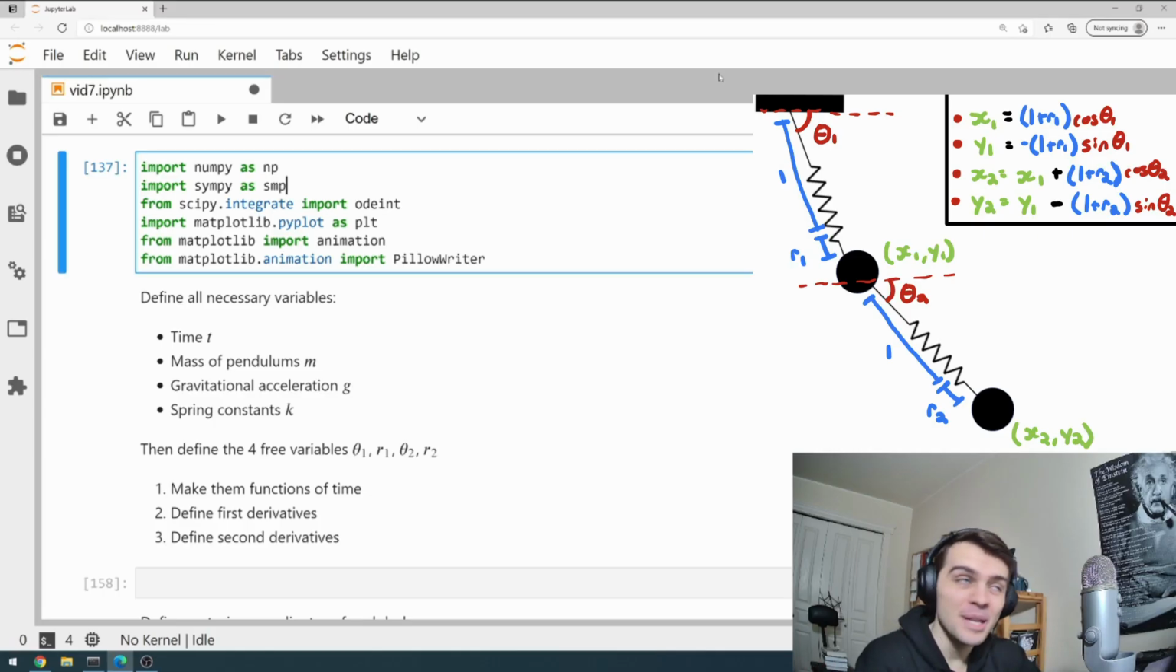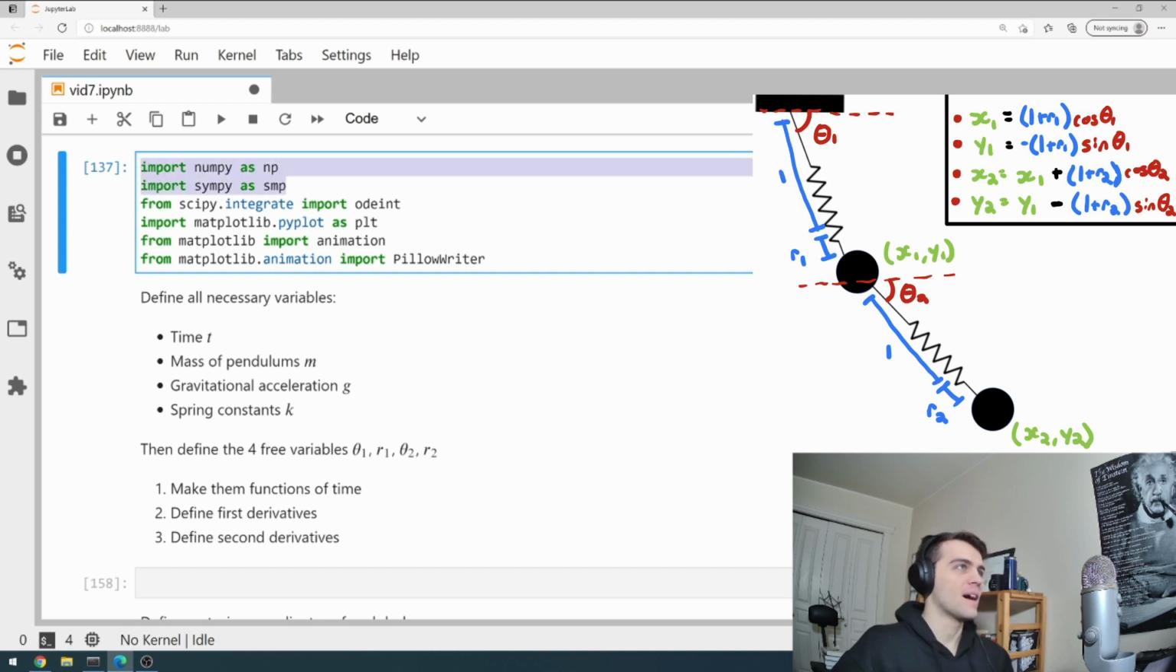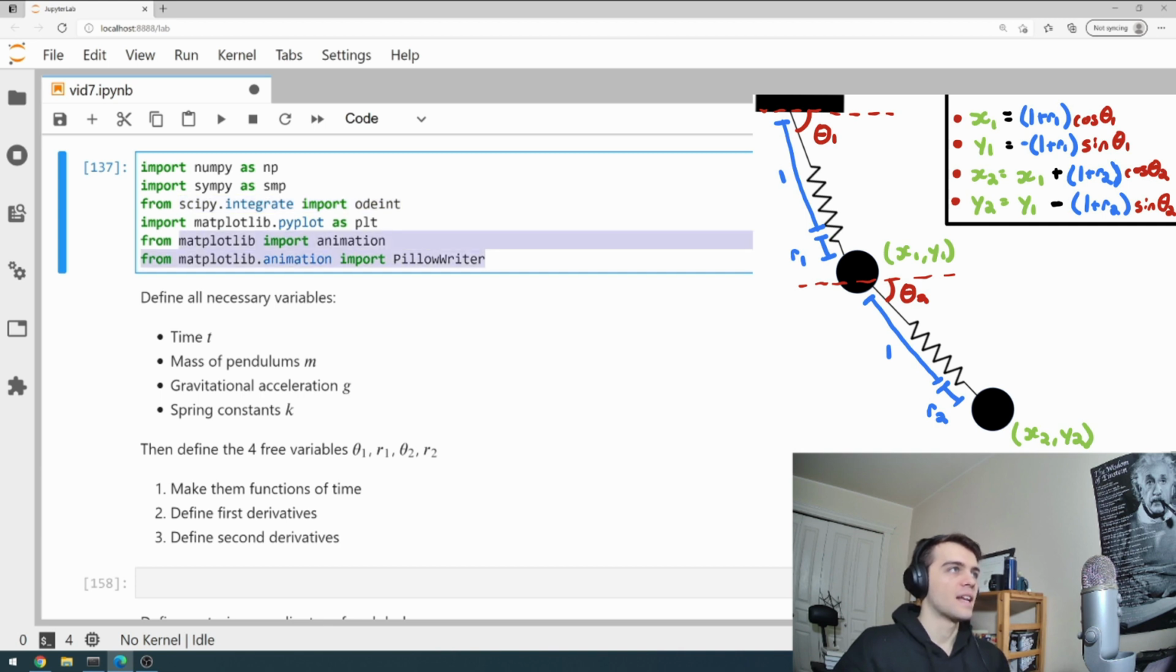Let's solve, shall we? So we have our packages today we're going to use: NumPy and sympy, of course. Sympy being the symbolic library we're going to use for our symbolic math. We're going to use SciPy to integrate the ODE so we can eventually plot the solution to the system. And then I have some matplotlib to make an animation.